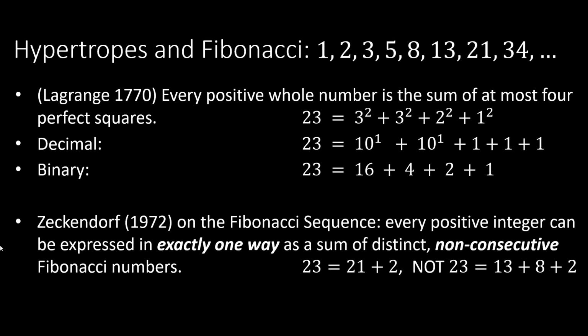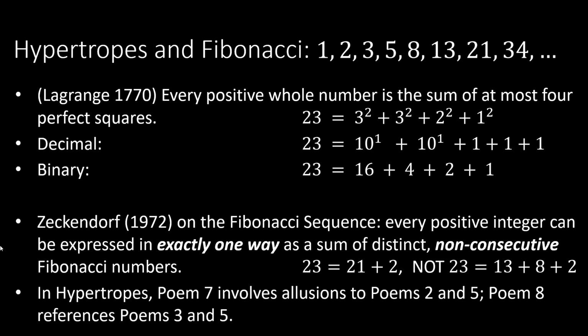And what Brafford does in his poems is that, for example, poem 7, you have this breakdown, this construction as a sum of Fibonacci numbers. 7 is 2 plus 5. So poem number 7 has references, allusions to poem 2 and poem 5, and themes recur and come back throughout the sequence of poems. Poem 8, 8 is a Fibonacci number.